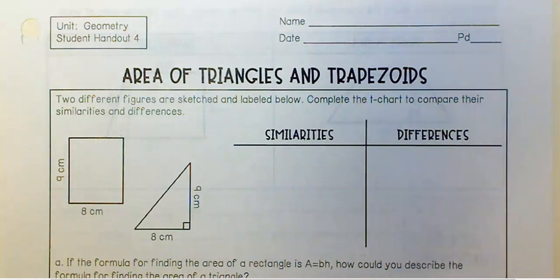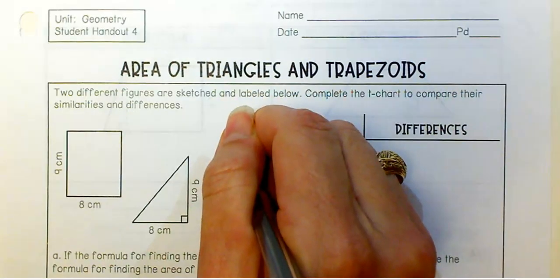All right, so it says two different figures are sketched and labeled below. Complete the T-chart to compare their similarities and differences. Okay, so how are these two guys similar?